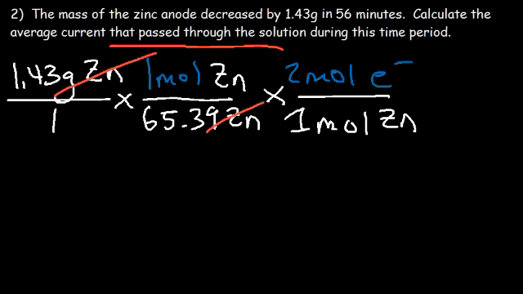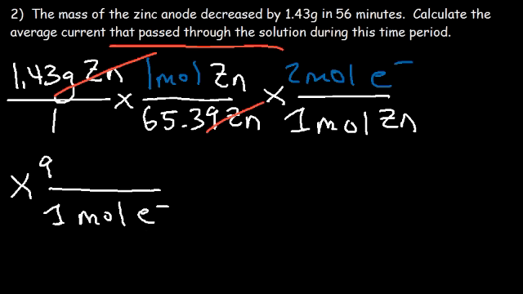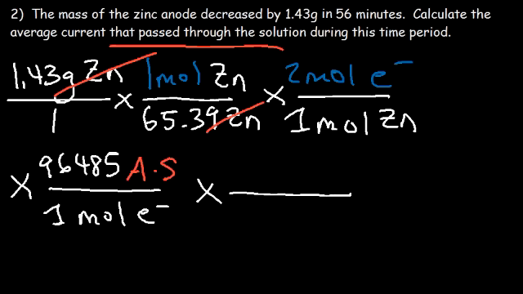So now let's use Faraday's constant to convert from moles of electrons into amps times seconds. So 1 mole of electrons is equal to 96,485 coulombs, but instead of writing coulombs, I'm going to write amps times seconds. Now this is the part where we want to pause and think about where we are right now. So the moles of zinc cancel and the moles of electrons cancel. Now we want to find the amps, so we need to divide by seconds.